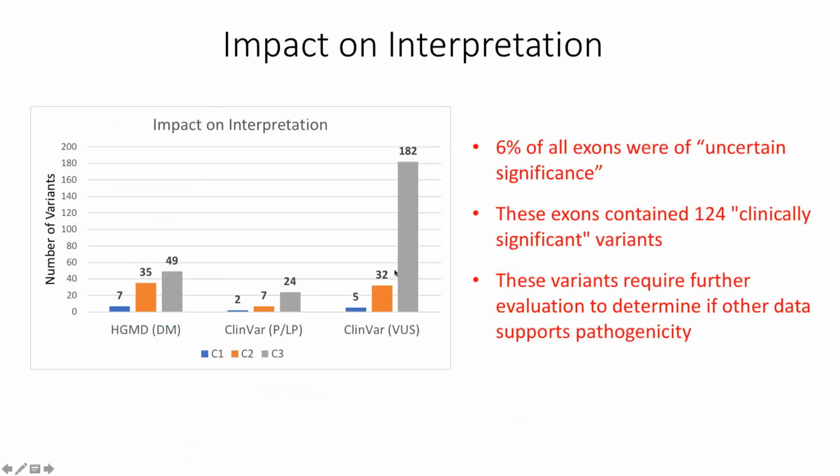And so we wanted to look at the impact of interpretation, looking at these interpreted variants in these exons of uncertain significance and clinically insignificant exons. 6% of all exons were actually exons of uncertain significance across these genes. These exons contained 124 clinically significant variants, so either likely pathogenic or pathogenic ClinVar variants or DM variants in HGMD. As I mentioned in the previous example, these variants would really require further evaluation to determine if other data support pathogenicity, because looking at the exon landscape, we really can't find significant data implicating the exon being important in the transcript in the gene.